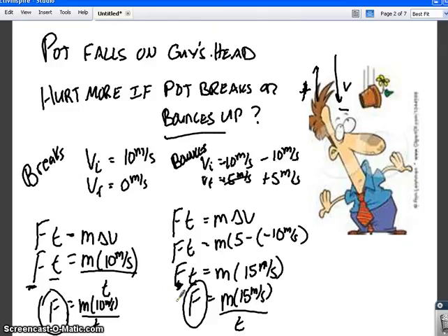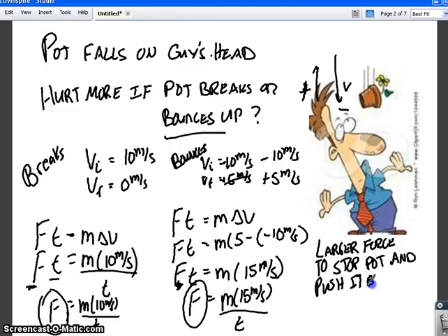It requires a larger force to stop the pot and essentially push it back up. The pot has to stop and go back up, versus before it just had to stop. So there's going to be a greater impulse. There's going to be a larger force over the same period of time to make this change in momentum.